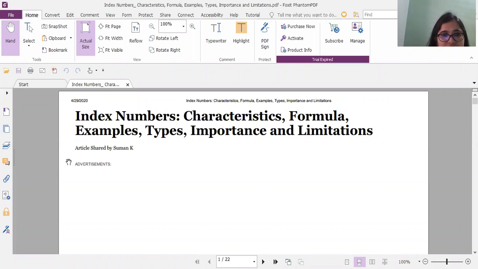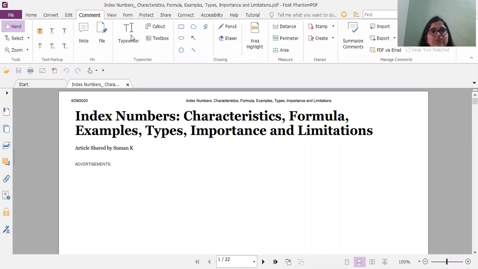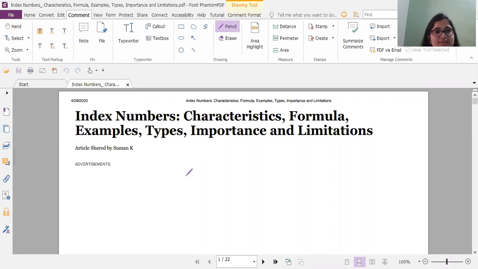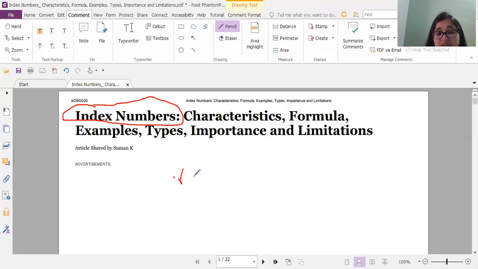Okay, index number. Actually, index number is a statistical tool. This is nothing but a statistical tool which is used to measure the changes in the value of money. You'll know that the value of money keeps changing, right? And how do you measure that value? The value of money does not remain the same for a long time. It keeps changing with time. So how do you measure the value? It is measured through this tool called index number, right?